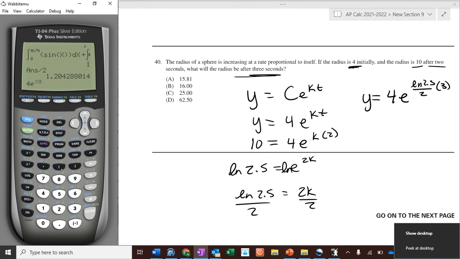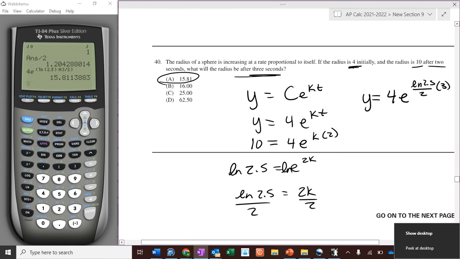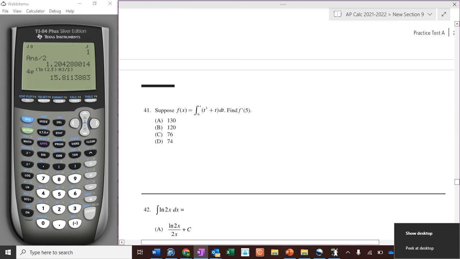4e raised to the parentheses ln of 2.5, close that parenthesis, times 3 divided by 2, close that parenthesis. Bang, and it's A. I told you it's A. So if it's at a rate proportional to itself, it's y equals C e to the kt. Yep. Because if it's going up by proportions and that. Totally blew me away. Did not see that at all.